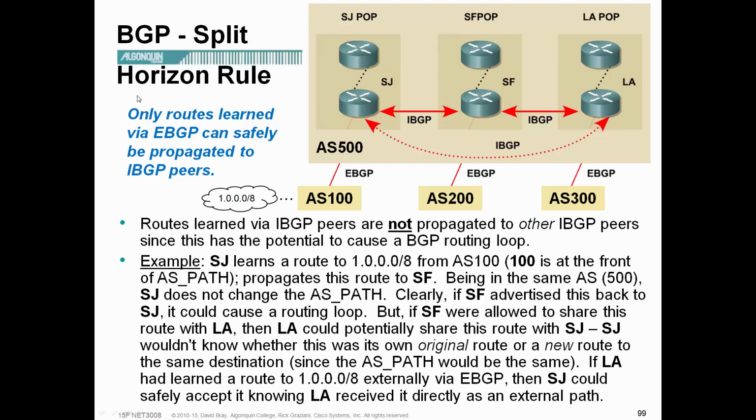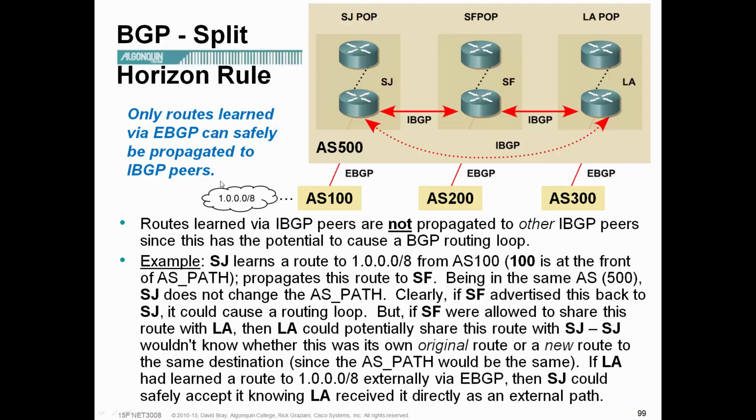In this short video, we'll discuss the BGP split horizon rule. So the rule stated here in blue is: only the routes learned via eBGP can safely be propagated to iBGP peers. In other words, only the routes that I learned from an external partner can be advertised to my internal partners.